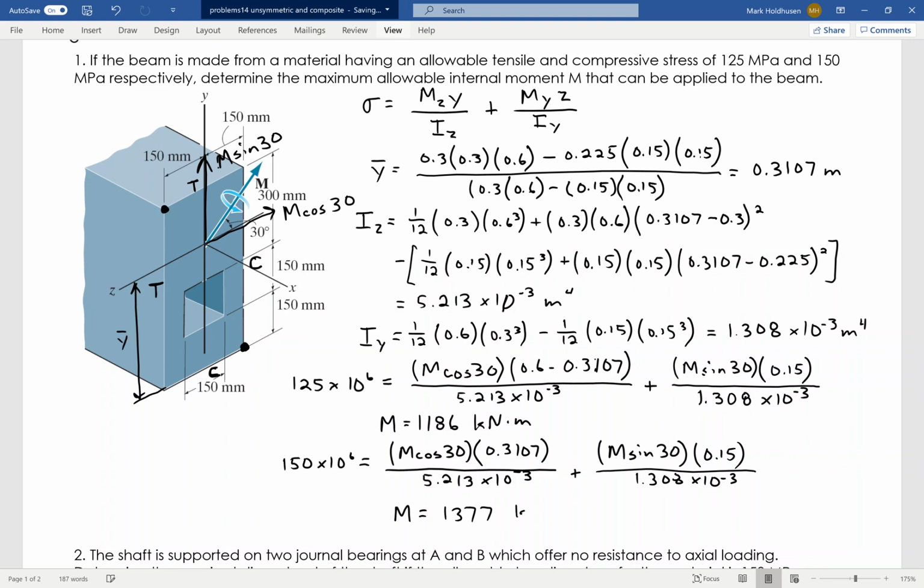So if I want to find the allowable moment so that neither of them break, I need to use the smaller one. So this is actually the answer here. So again, when I've got bending in more than one direction, I just break it up into pieces and then add the stresses about each axis, add them together to find the total stress.